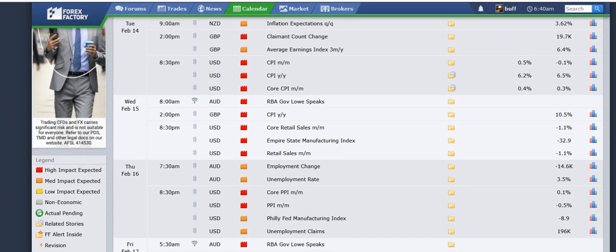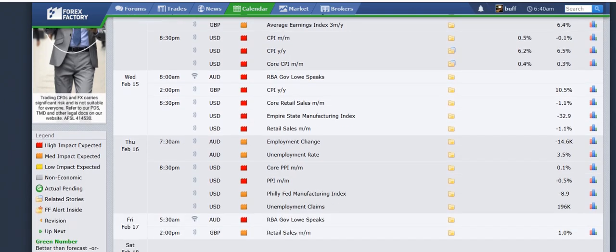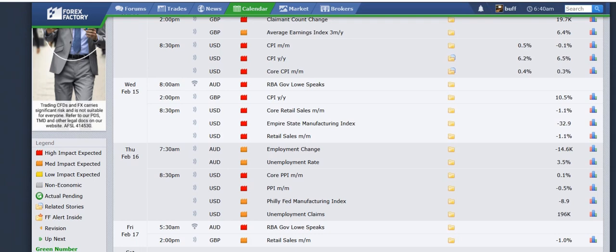So it's not a real big week news-wise, but on the daily charts, I don't really care about the news too much. But if you're a day trader or a lower time frame trader, this is stuff you've got to be paying attention to.